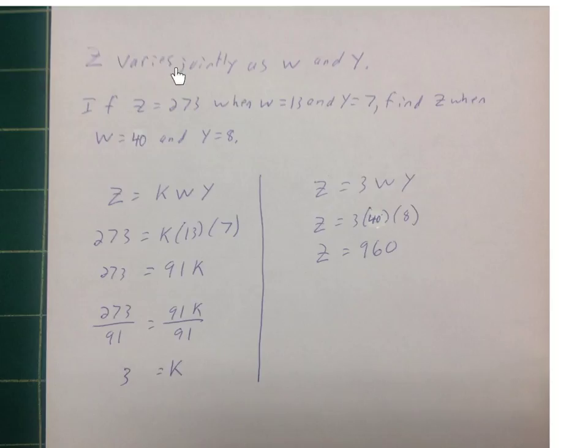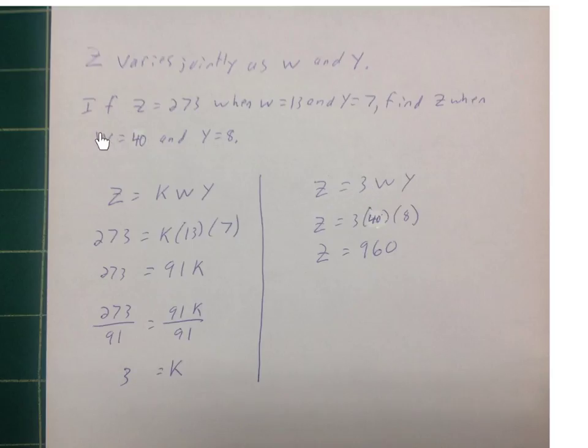So in this first line, it's giving you this equation: Z equals K times W times Y. And then in this line here, they give you the values of Z, W, and Y. And so you multiply here, and that's 91. Then you divide 273 by that, and so you can find the value of K, which is 3. So I put in 3 for K.